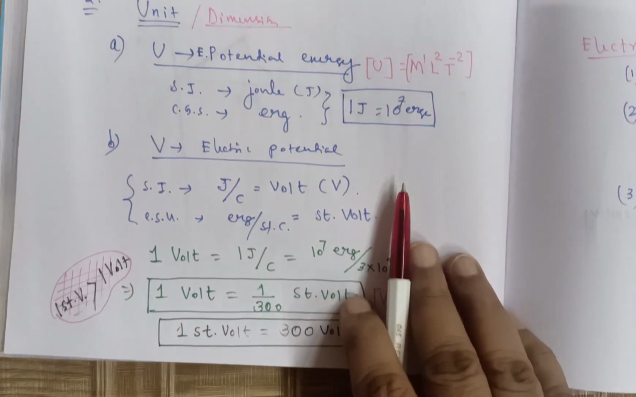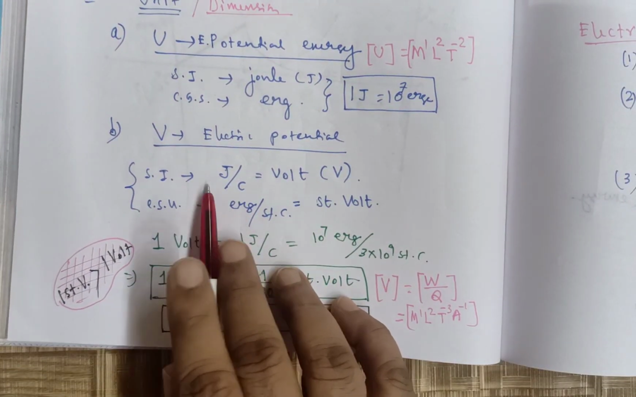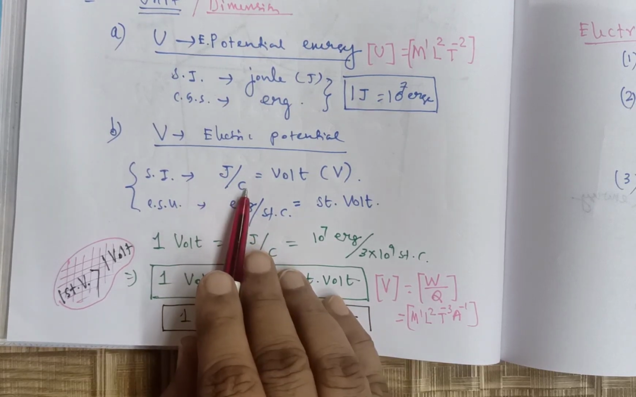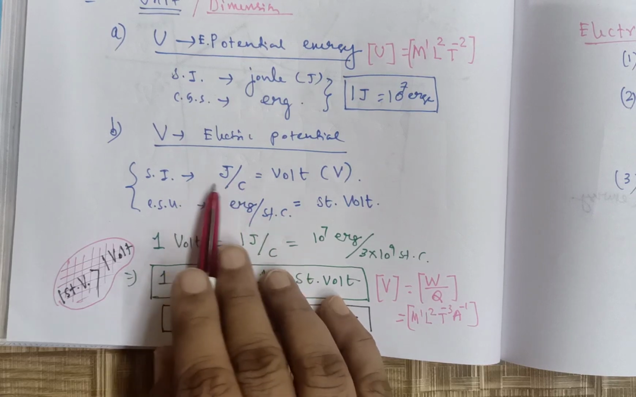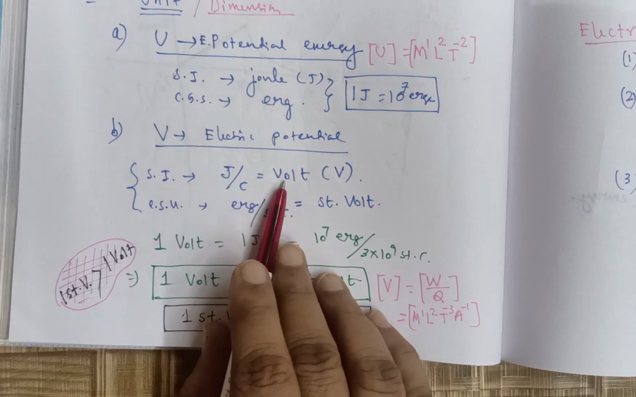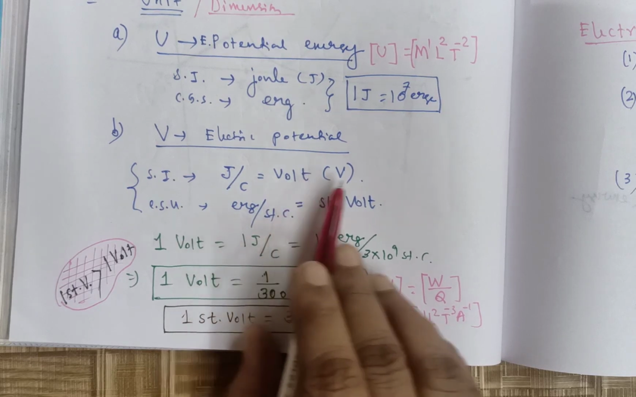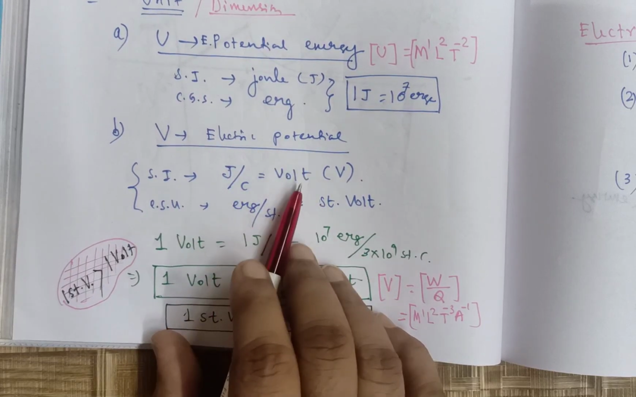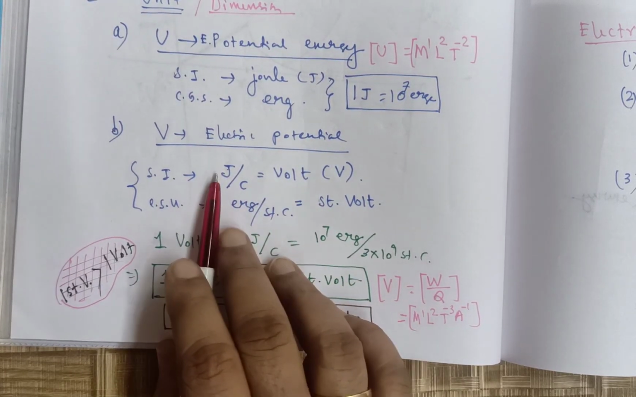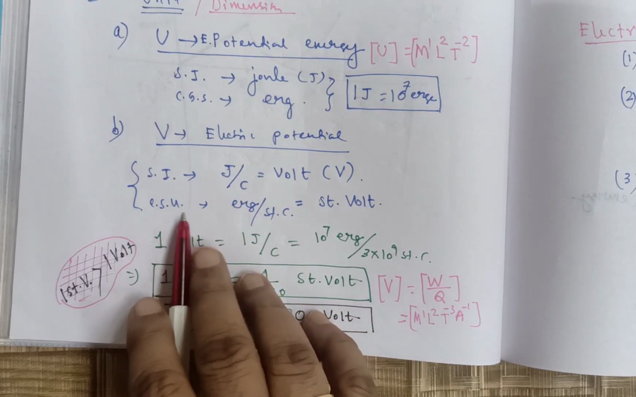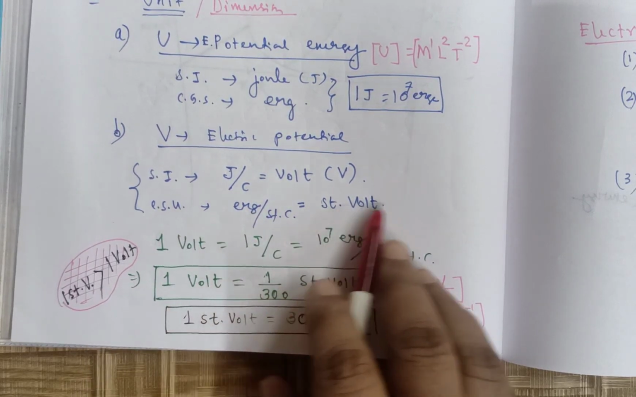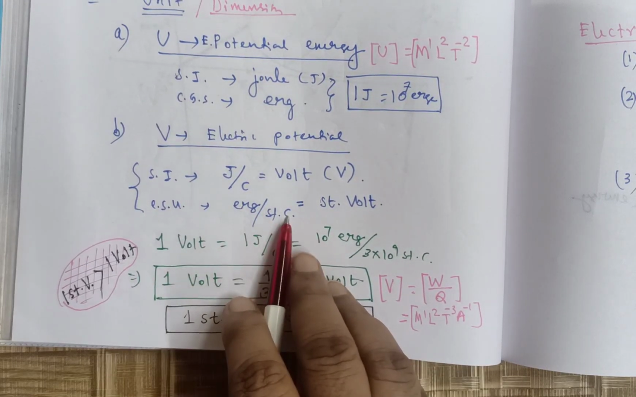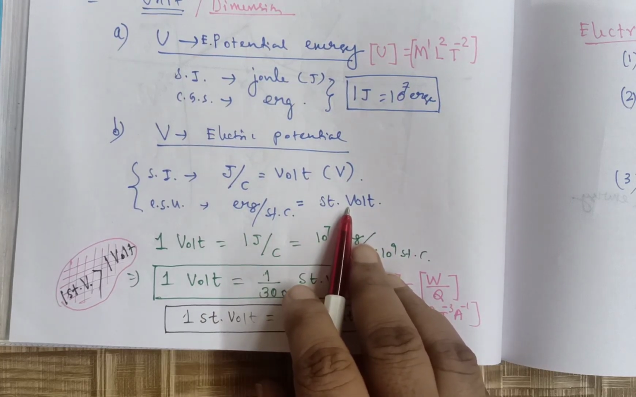Now you will come to electric potential. How is its unit defined? The formula is W by q. For W we have taken the unit joule, for q we have taken the unit coulomb. This is the SI unit. According to a scientist's name, it is named volt, and the symbol is represented as capital V. So the SI unit of electric potential is volt, that means 1 volt is equal to 1 joule by 1 coulomb. Similarly in the electrostatic unit, the unit is statvolt. Statvolt represents work divided by statcoulomb. This is the SI unit and this is the electrostatic unit.